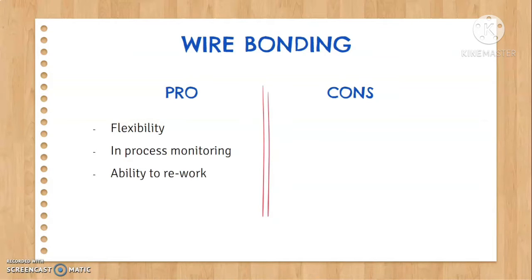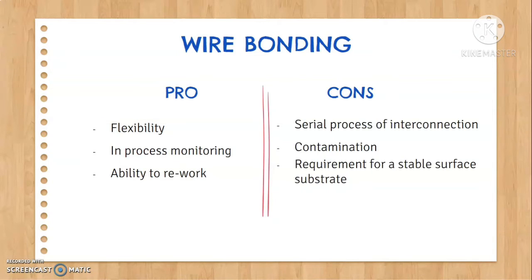Wire bonding also offers the ability to remove weak or failed wires at an individual wire level and attempt rework. The con of using the wire bonding process is that it is a serial process of interconnection, in that each bond has to be formed sequentially. And there is also contamination: contamination at either bonding interface can greatly affect the bond integrity. This applies to organic materials such as hydrocarbons and non-organic materials such as oxidation and dust.